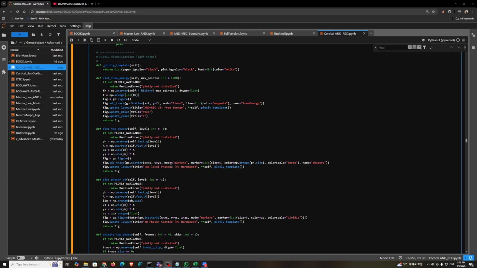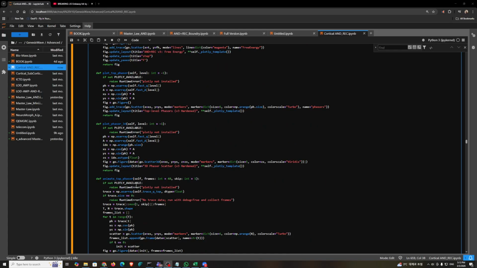This plot free energy, plot top phaser, plot phaser 3D, animate top phaser. These functions leverage Plotly to create the interactive dark themed visualizations you'll see down below. And of course these are going to allow us to see any of the abstract concepts like the free energy that evolves over time, or the concrete pattern of the fast oscillatory activity. These are the phasers in 2D and 3D.